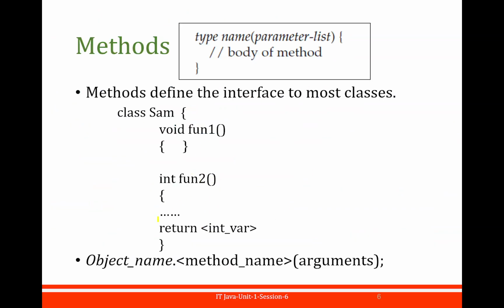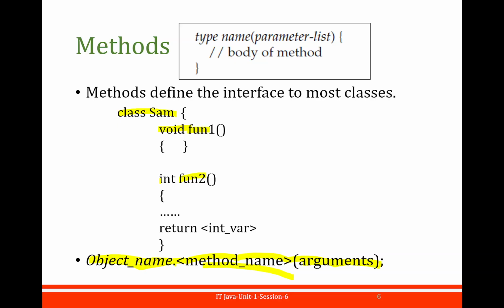And here, if you want to access a method similar to variable access, you can also access the method using the object name followed by the dot operator and then the method name and then the arguments list. So this is how we can access or call the method. So if you see here, inside a class, the class name here is Sam. Inside this class we have two methods defined, namely function1 and function2. Function1 does not return any value, hence we have given the return type as void.